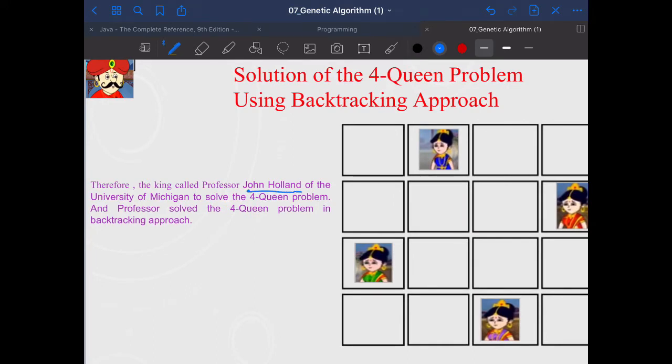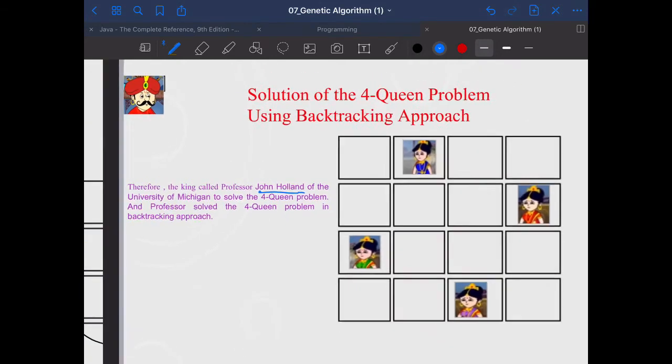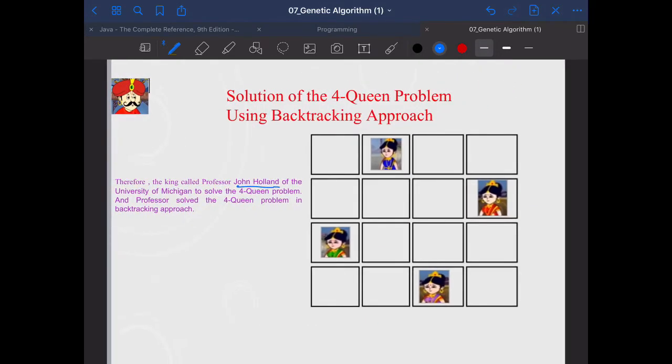Now the king called a professor, Mr. John Holland, to help him out with the problem, and the professor solved the problem using backtracking, meaning he started out with 1 queen, looked into the places the next queen can go, and the process went on and on until there are 0 clashes.